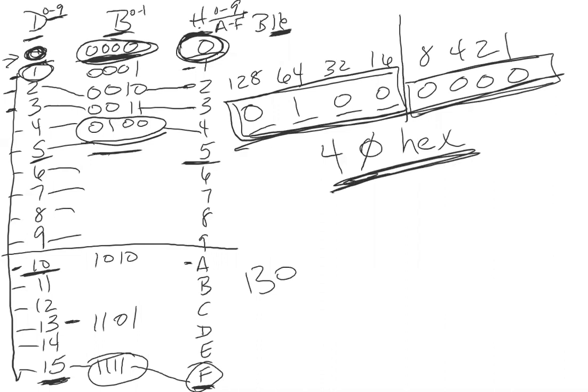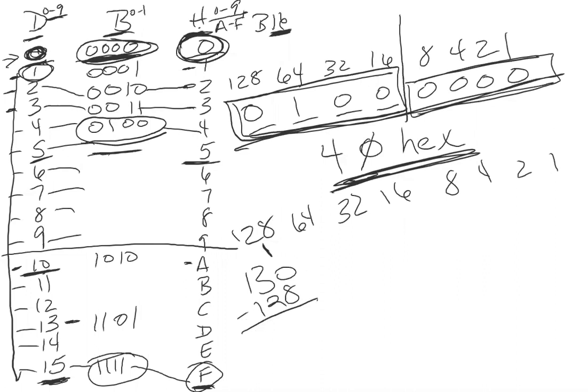So 130, can you subtract 128? Yes, you can. So we're going to put a 1 here, and actually let me go ahead and put the numbers here so that it's more straightforward. So yes, we have 128. We're going to subtract that, and we have 2 left over. That means we can't use 64, 32, 16, 8, or 4, but we can use this 2 here. So we'll subtract 2. Our result is 0, so we put a 0 at the end.